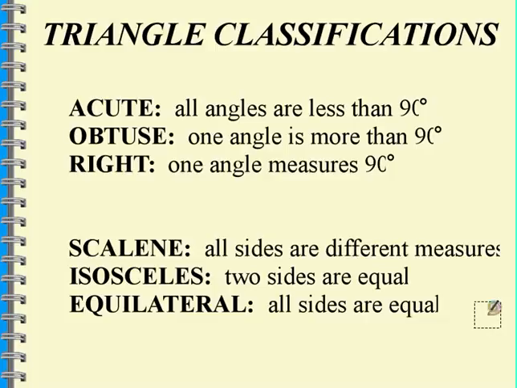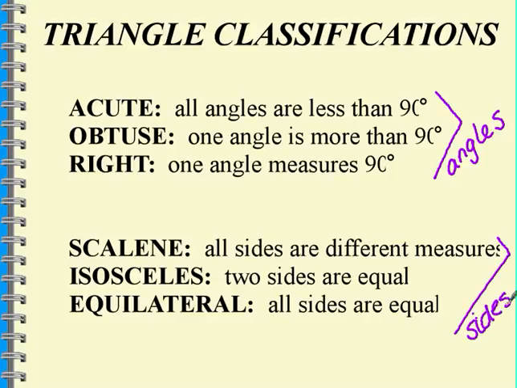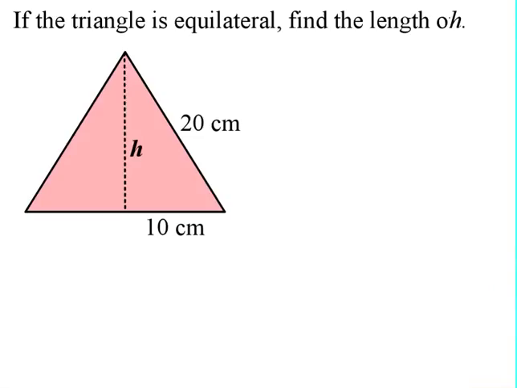So consequently, we can classify a triangle as one of each. We could say we've got an acute scalene triangle. Okay. We could say we've got an obtuse isosceles triangle. On the top, these are angles. On the bottom, these are sides. So it's important to understand that there are two ways to classify triangles. Let's see what we have next.